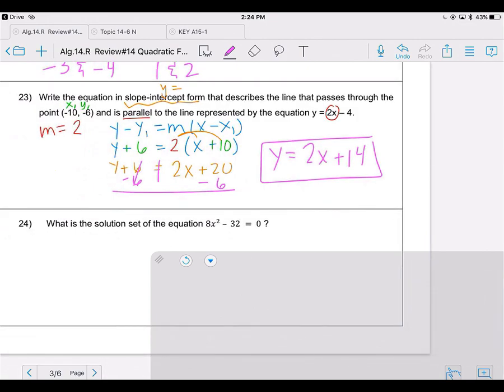Now, if you're given multiple choice A, B, C, D answers, you could plug in all of your answer choices and see which one contains that point if you can't remember how to go from point slope or don't know what to do.